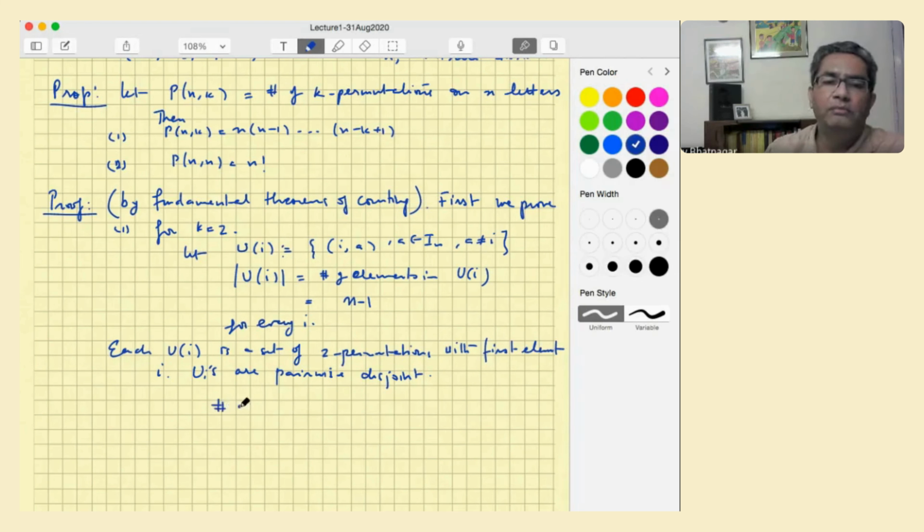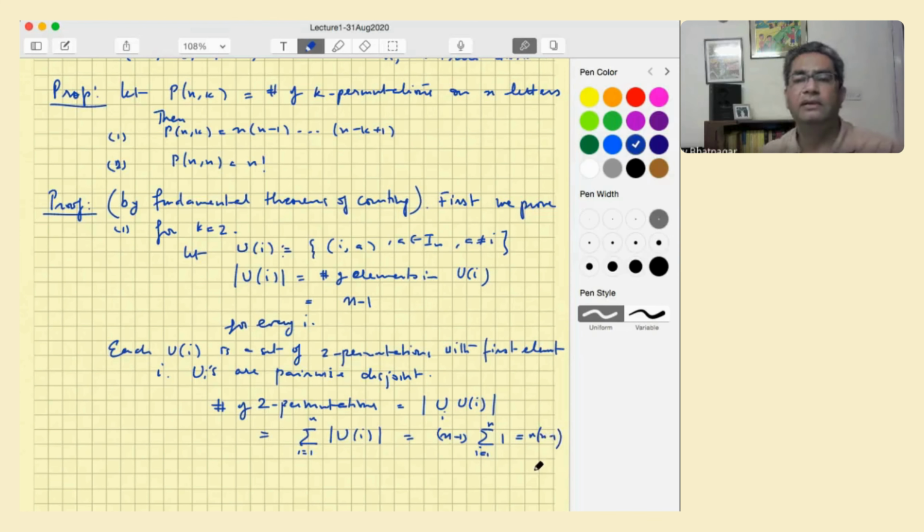So the number of two permutations is the union of the U_i. And since they are disjoint, this is this. And each one is n minus 1. So it's this, i going from 1 to n. So it's n into n minus 1.